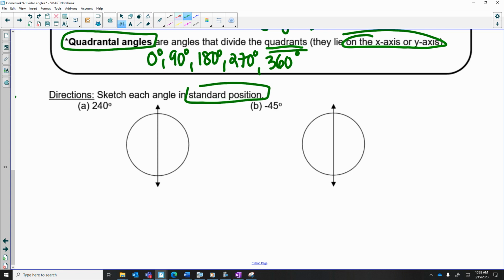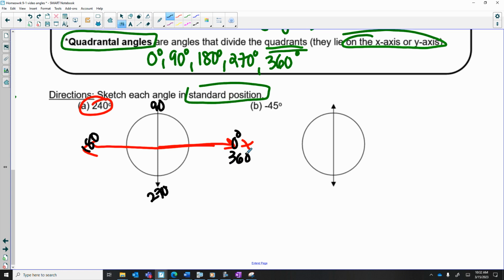So the first one, we're going to start on the positive side of the x-axis. I don't know where my axes went. And we're going to rotate 240 degrees. So remember, if you put in your quadrantal angles, it's helpful. So we're going to put in 0, 90, 180, 270, and 360.